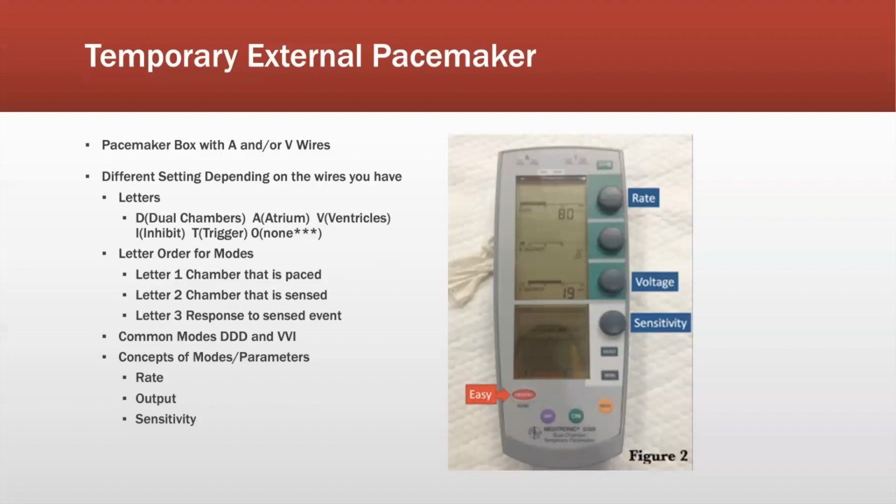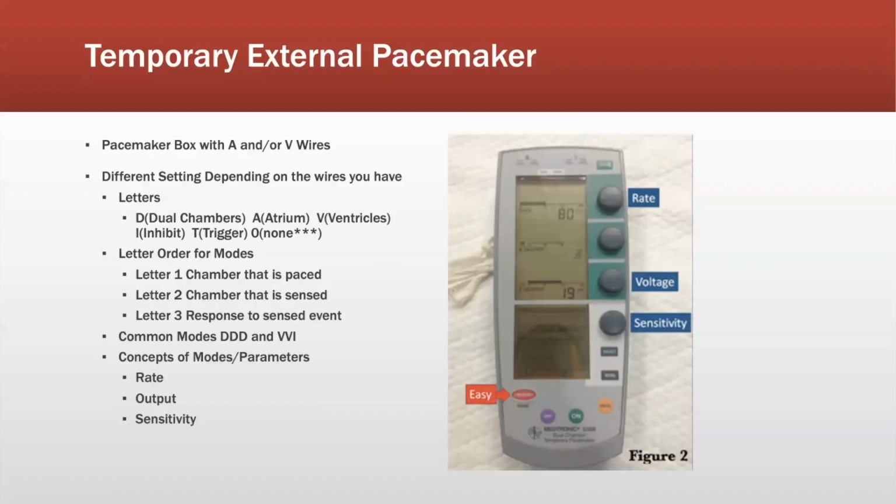Then we will sense both of the chambers, and then we will both inhibit and trigger a response to a sensed event, depending on what the pacemaker thinks that the patient currently needs. VVI, so we are going to be ventricularly pacing, then ventricularly sensing, and then inhibiting response to a sensed event. So there's many different concepts and modes and parameters.